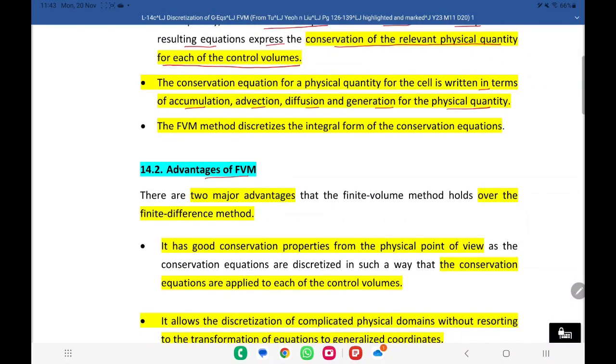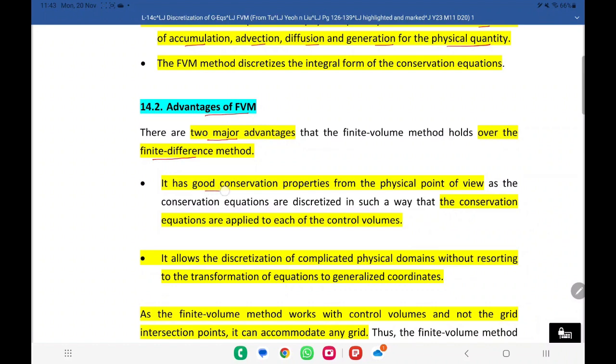Okay. Now, what are the advantages of FVM? There are 2 major advantages that the finite volume method holds over the finite difference method. It has good conservation properties from a physical point of view, as the conservation equations are discretized in such a way that they are applied to each control volume. Now you see the difference. In the finite volume method, the conservation equation is applied at each cell, whereas in FDM you start with the conservation equation, but you don't know what is happening on the way.